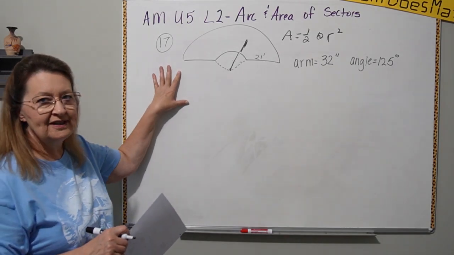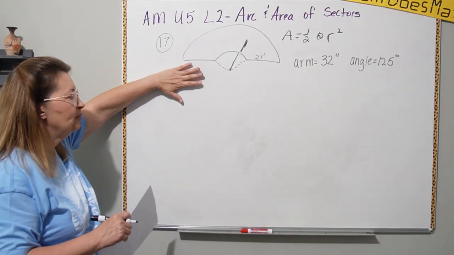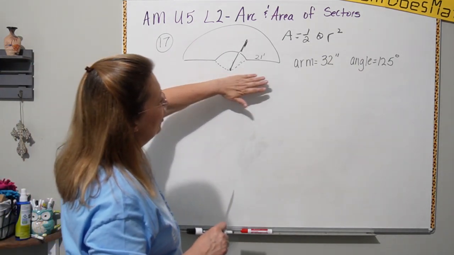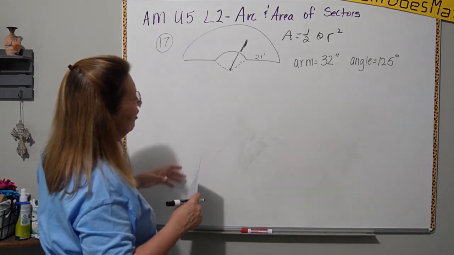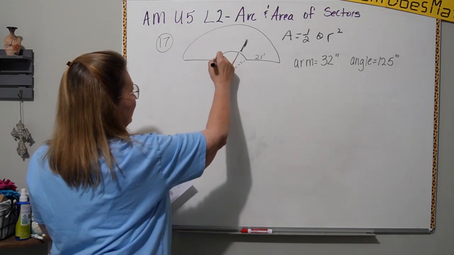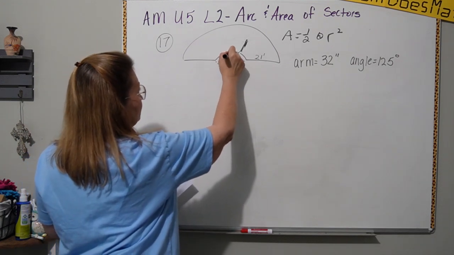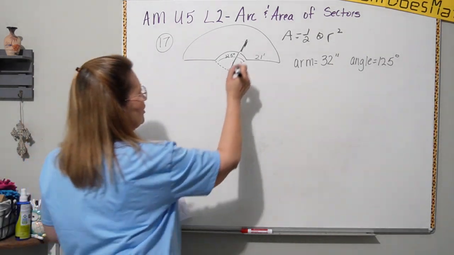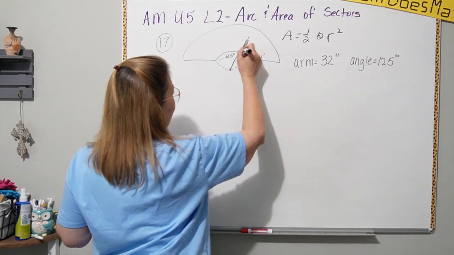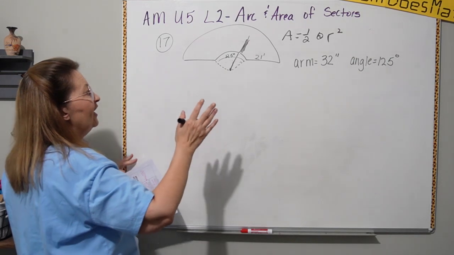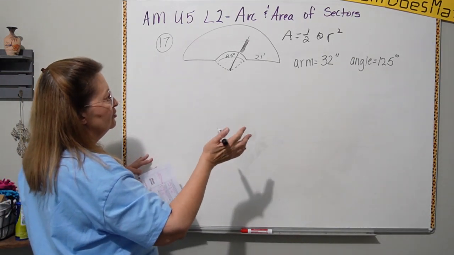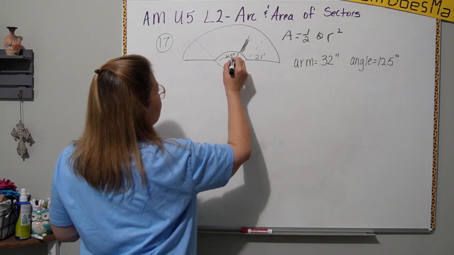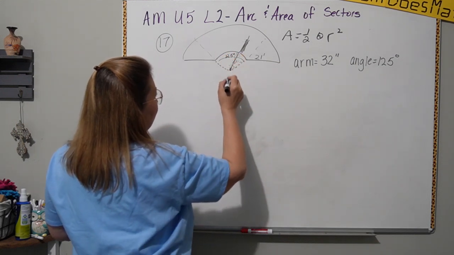Okay, let's look at number 17. We have a windshield wiper blade scenario going on here. The windshield wiper arm is 32 inches long, and it sweeps through an angle here of 125 degrees. And I want to know what is the area that just the blade sweeps, okay? So I'm going to have to find two different areas and subtract. I'm going to find the whole area, and then I'm going to subtract just this part under here.